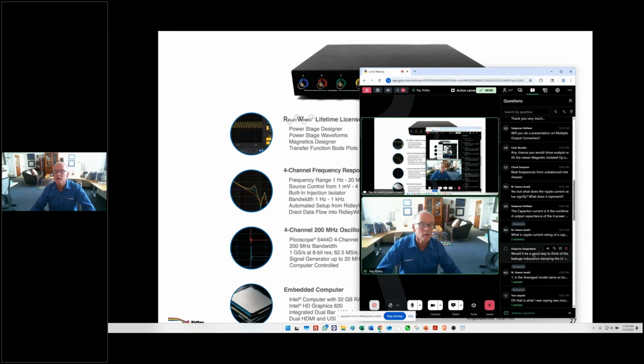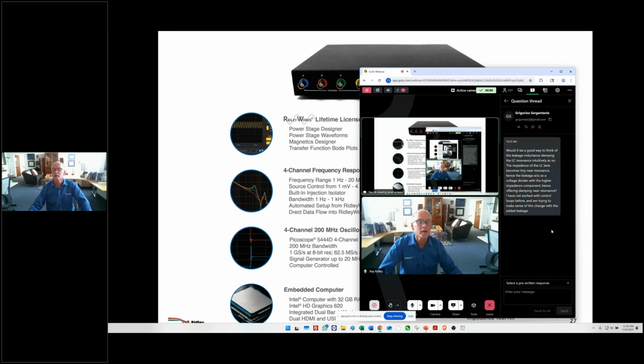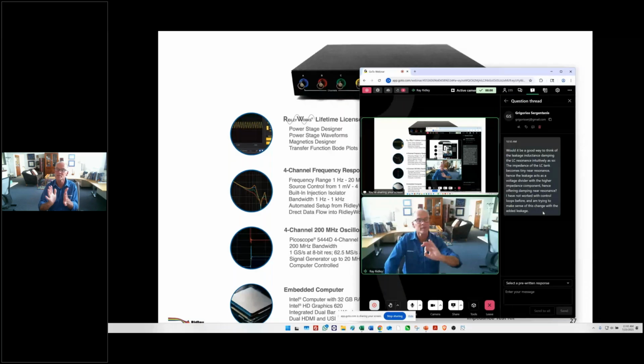Is it a good way to think of the leakage inductance damping the LC resonance? Yeah, the way the leakage inductance damps the resonance is it delays the turn on. You've got to ramp the current up before it's fully on. So you're losing some duty cycle with the added leakage in there. It's not going to make any difference to current mode control. It's only voltage mode control that's going to be affected. And you should all be doing current mode anyway.